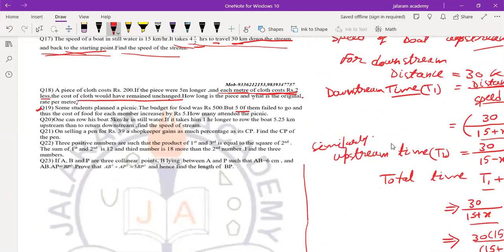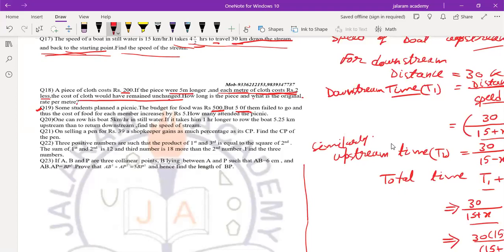In question number 19, some students planned a picnic. The budget for food was rupees 500. The total budget, like it was the total length, it is the total budget. But 5 of them failed to go. Like in this, each meter piece is 5 meter longer. In this, 5 of them failed, means the piece is 5 meters shorter. And thus the cost of food for each member.